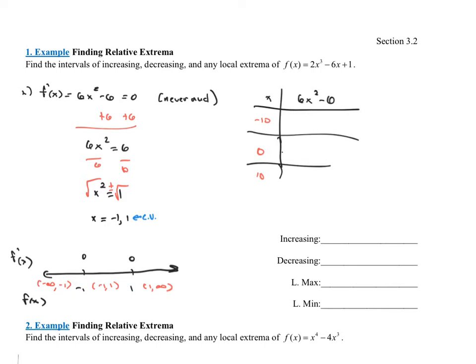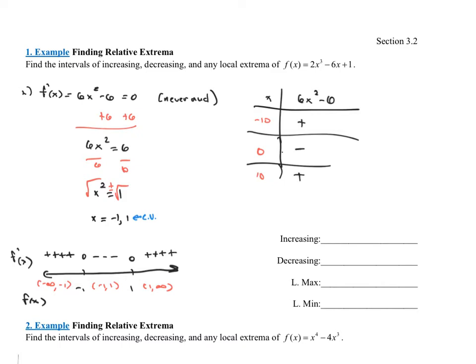When I plug in -10, -10 squared is +100 times 6 minus 6 is a positive value. When I plug in 0, I'd have 0 minus 6, which is a negative value. When I plug in 10, I would have, once again, 100 times 6 is 600 minus 6 is a positive value. So on the entire first interval, because my test point was positive, it has to be positive. On my second interval, because the test point was negative, that entire interval is negative. And on the third interval, because that test point was positive, that entire interval must be positive.